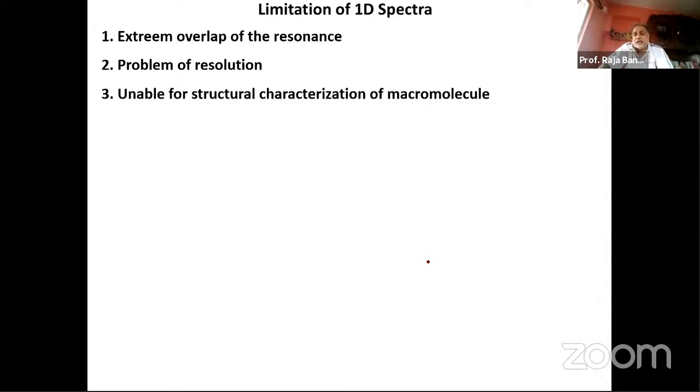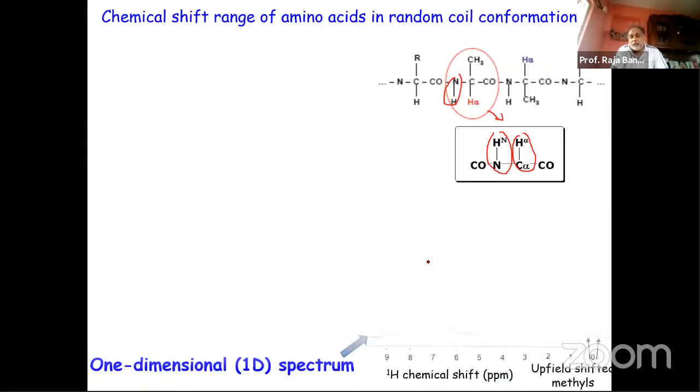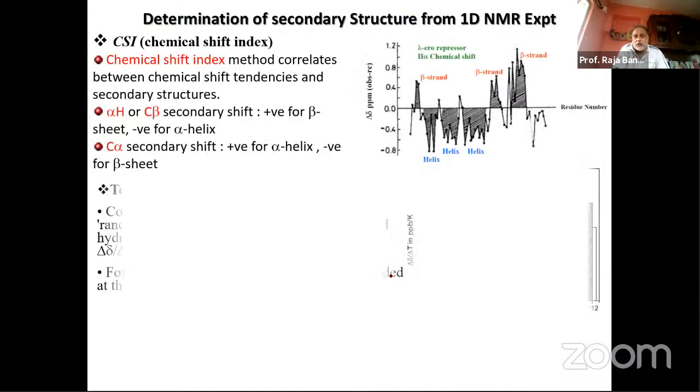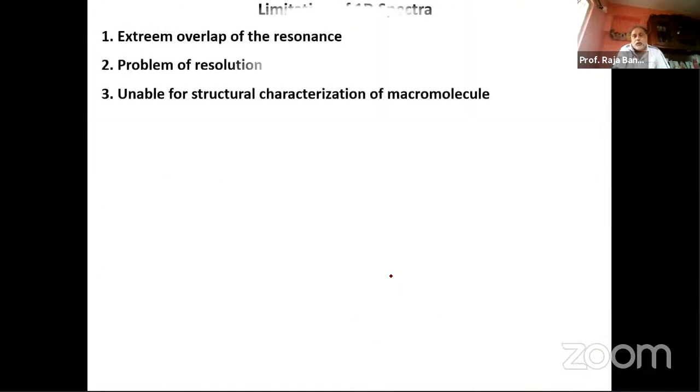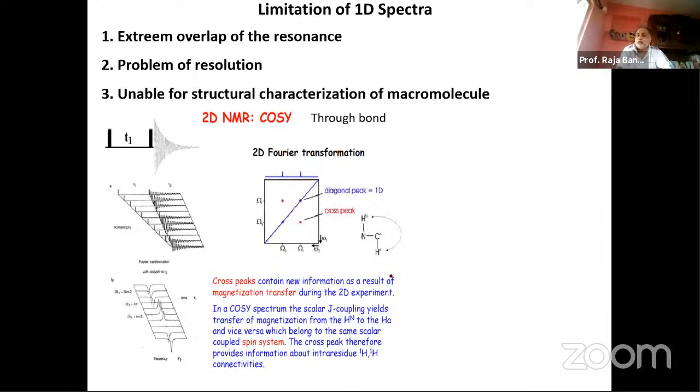But we have 1D NMR. Why 1D? We are plotting frequency versus intensity. But 1D is not suitable to get the protein structure. Why? If you see this, these are very much jumbled, and it is very difficult to identify which one is what. So we come to the next point, which is extreme overlap, unable for structural characterization. So we have to go for 2-dimensional NMR.